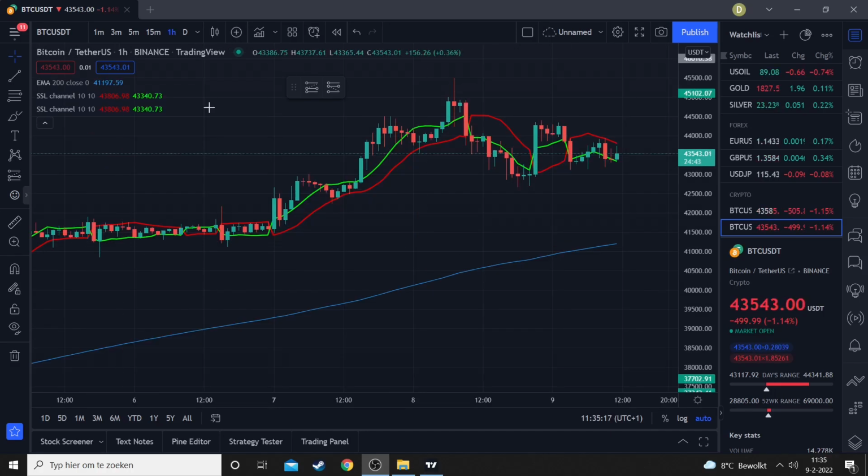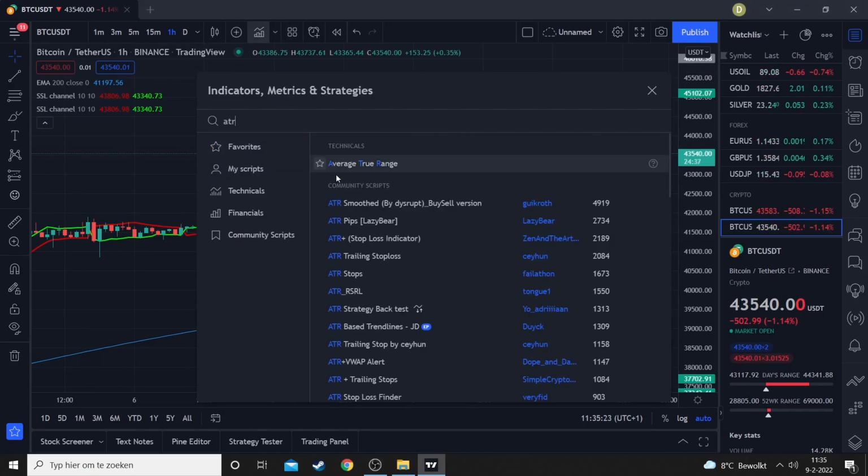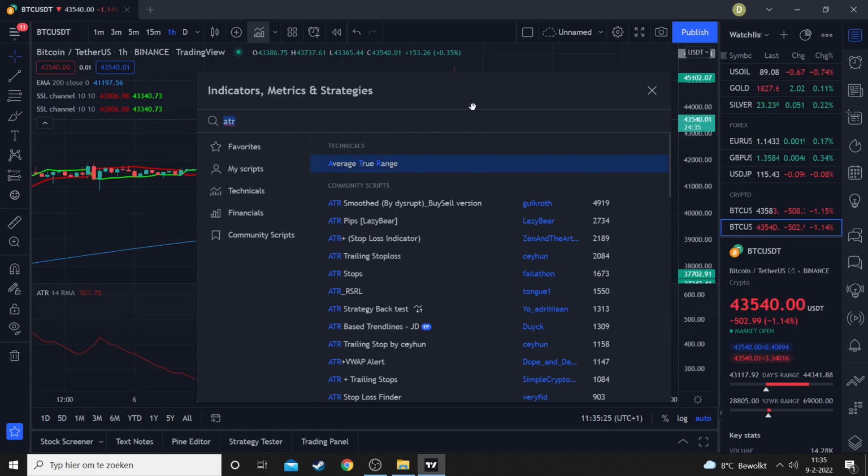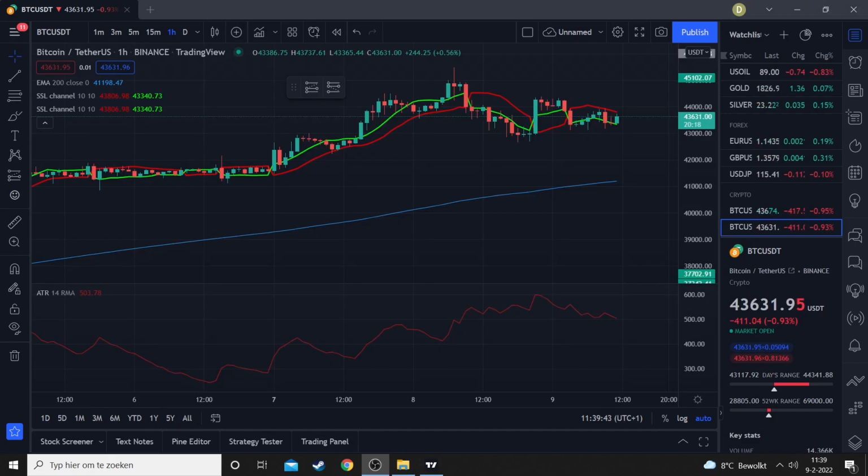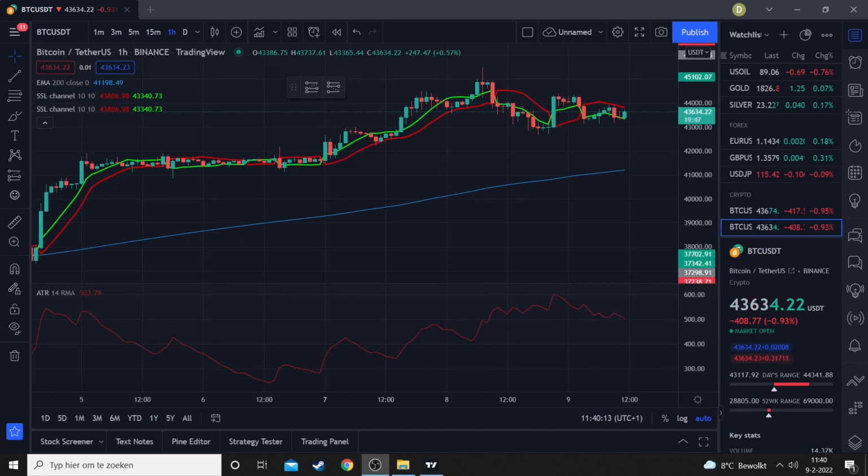So another indicator that I use with the SSL is the ATR indicator. Let's add that one. ATR is the average true range indicator. And I like to use this ATR indicator because it gives a forecast on how volatile the next candle might be. But you will see it in the video. So first off, let's explain how the SSL indicator works.